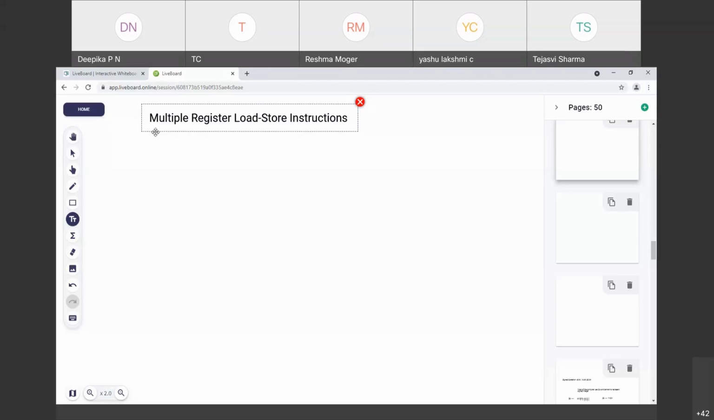So what is the idea behind this? The idea is very simple. You can have load store multiple instructions. Instead of saying multiple register load store instructions, I can name them load store multiple instructions, which is another name for them.